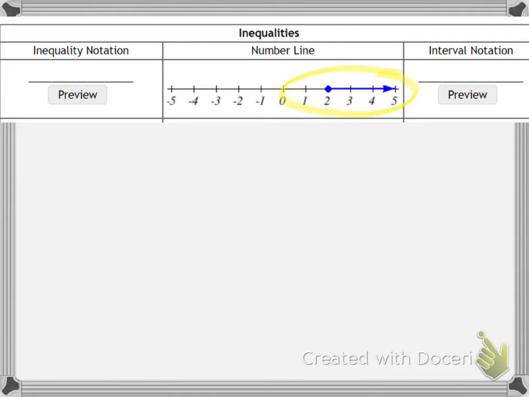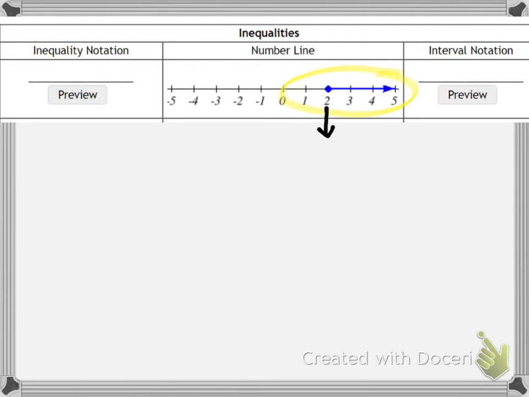Now, the arrow on the blue shading tells me that even though the number line looks like it stops at 5, the arrow implies that it keeps going beyond 5, and it keeps going and going and going towards the biggest positive number you could ever think of. Well, that would be positive infinity.